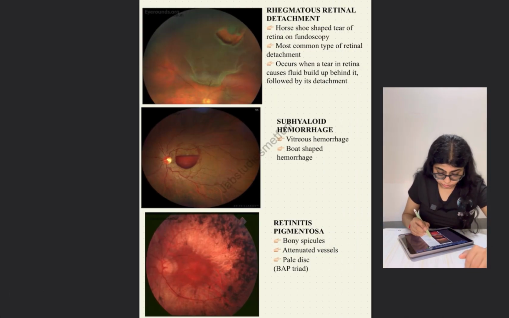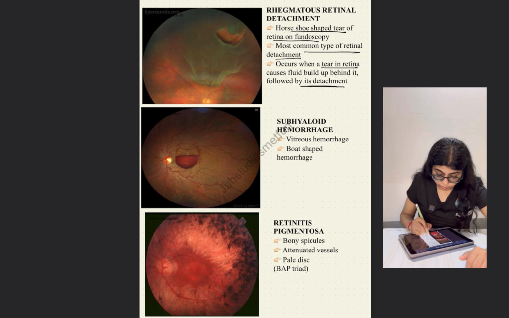Rhegmatogenous retinal detachment. It is a horseshoe-shaped tear of retina on fundoscopy. Most common type of retinal detachment, it occurs when a tear in the retina causes fluid buildup behind it, and it is followed by its detachment.